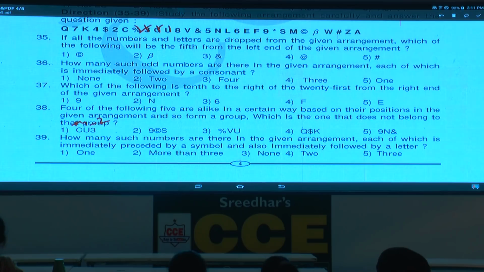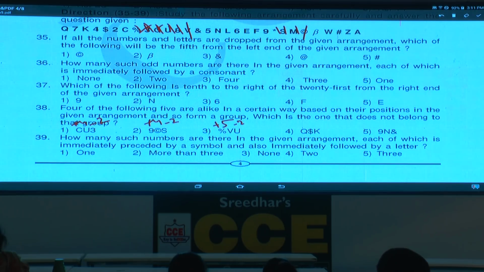Next one, 9, copyright and S: 1, 2, 3, 4, plus 4. Copyright and S, the difference is how much? 1, 2, minus 2, plus 4, minus 2. And percentage, V and U. Percentage to V: 1, 2, 3, 4, 5, plus 5, isn't it? And V and U, what is the difference here? Minus 2, plus 5, minus 2.